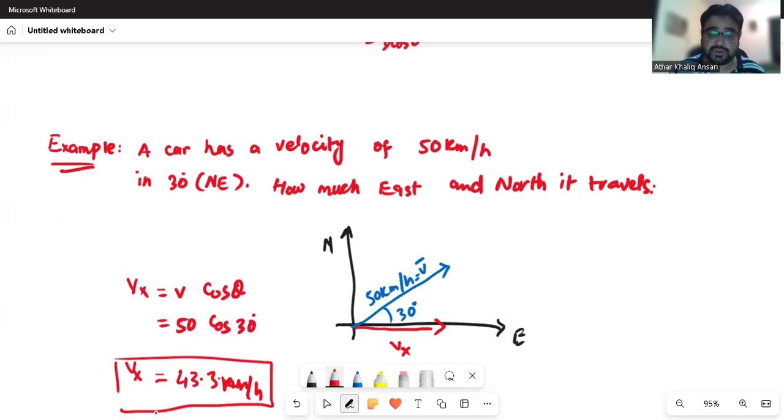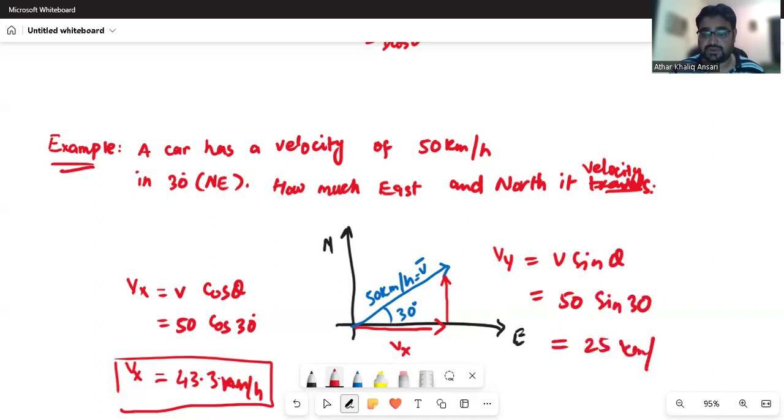And when we are going to find the northward velocity, we will say velocity, east and northward velocity components. So for northward, this is upward, that is Vy. Vy is equal to V sine theta. As you know that V is 50 and sine 30 is half, so your answer will be 25 kilometer per hour. Okay, this is one thing that we need to remember.